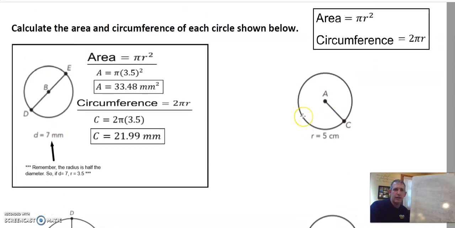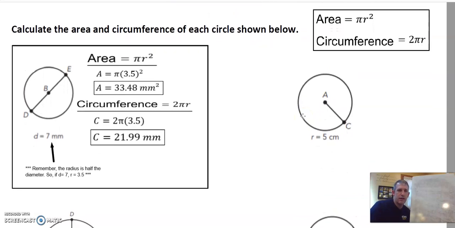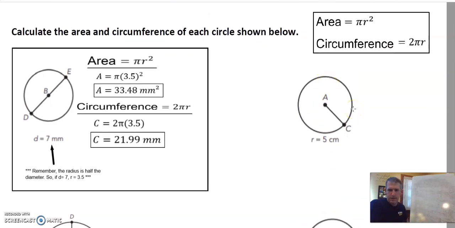All right, so let's look at the area and circumference of this circle right here, circle A. For circle A, our radius is 5. So we want to use the formula area equals pi r squared. So we're going to say area is 3.14. They didn't tell us what to use for pi, so I'm just going to use 3.14 times r squared.